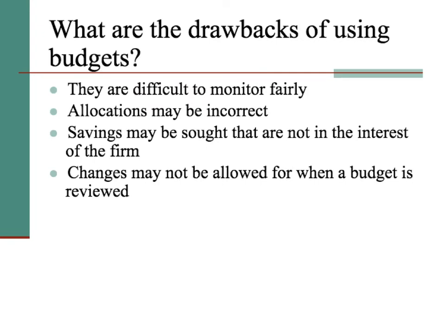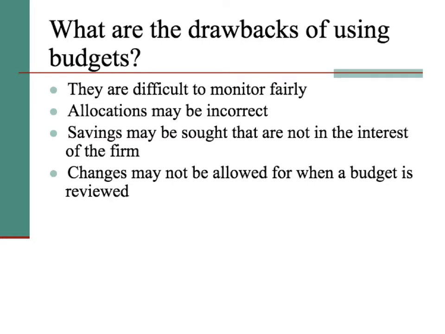So if we look at some of the drawbacks of using budgets, then they're difficult to monitor fairly. People who are in senior management positions really probably won't have a very detailed grasp of the revenues and costs of each functional area of the business. And so really they depend on the budget holder to be truthful, to assess these things and to pass on the information so that it can be used well. So it really depends upon whether or not the budget holder passes the information and it's assessed correctly.